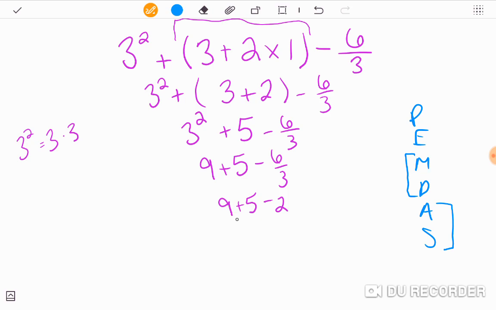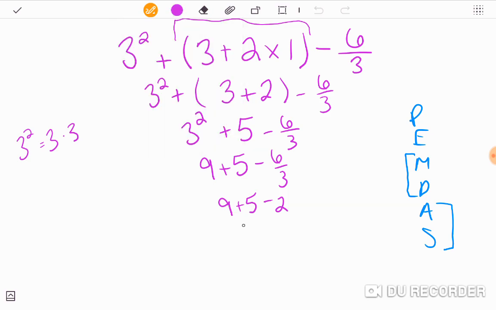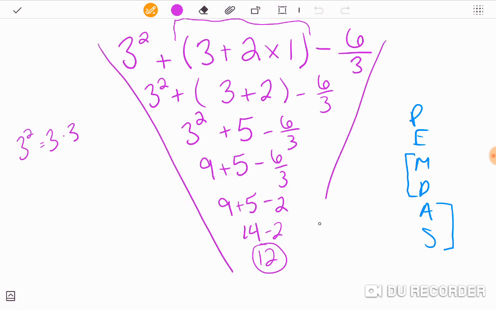So we have this. We have an addition and a subtraction in the same problem. Just go left to right. So if you have this 9 plus 5 first, you're going to do that first. So we get 14. Bring down our minus 2. 14 minus 2, 12. If you look, we have this really long piece of pizza. Okay? When you're organized, it helps.